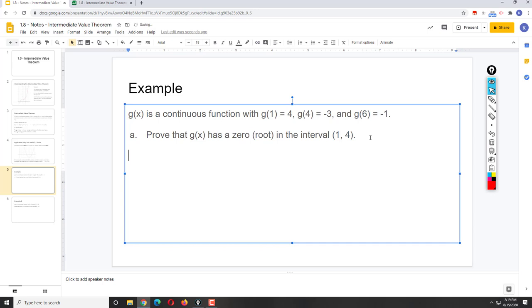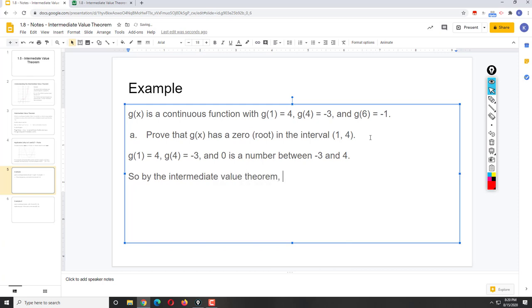Sure. We know that g of 1 equals 4, g of 4 equals negative 3, and 0 is a number between negative 3 and 4. So by the intermediate value theorem, since g of x passes through every value between negative 3 and 4 in the interval, g of x must equal 0 for some x in the interval 1 to 4. The key is just 0 is between negative 3 and 4, so we can use the intermediate value theorem.